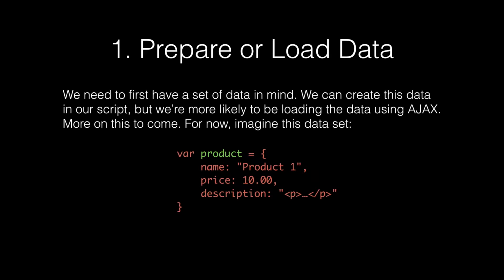First of all, we're going to want to prepare or load a data set. So we need to first have a set of data in mind. In other words, we want to have these properties in mind. So we're going to be working with a product, and we want it to have a name, a price, and a description. This is what we had in the exercise from last week, right? In the demo file, I should say. We can create this data in our script like we've shown here, but we're more likely in the long run to be loading this data using AJAX. We'll have more on this a little bit later in the presentation, but for now let's just imagine this data set is manually created.